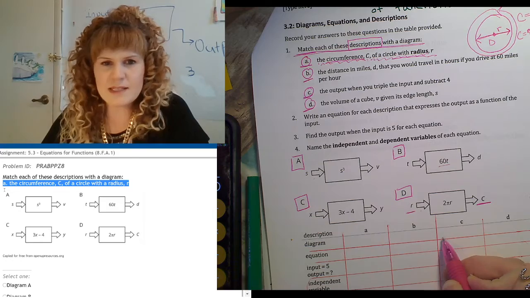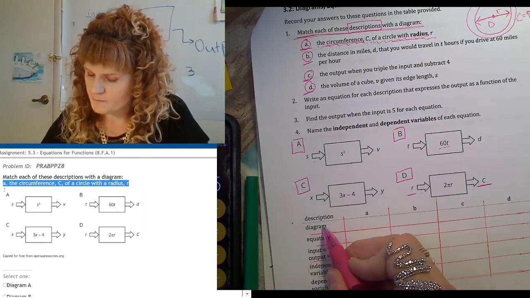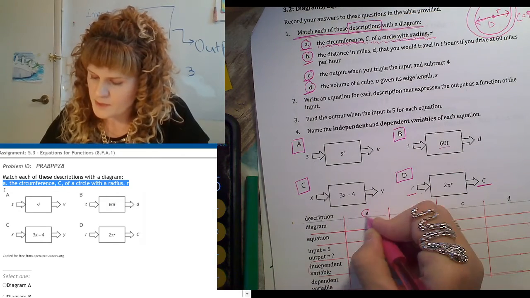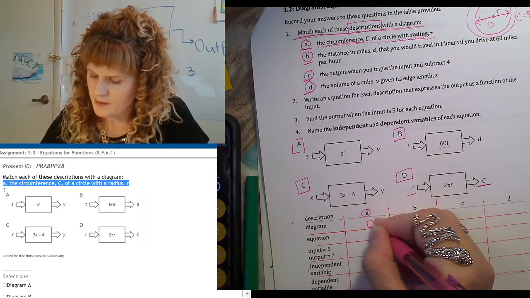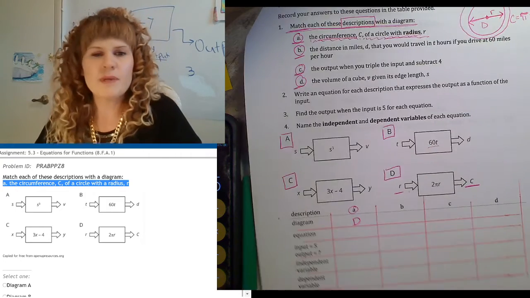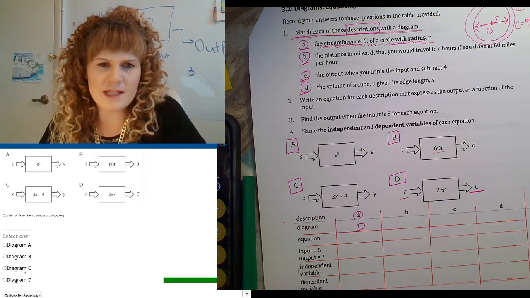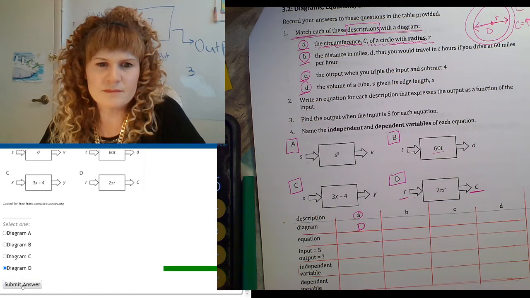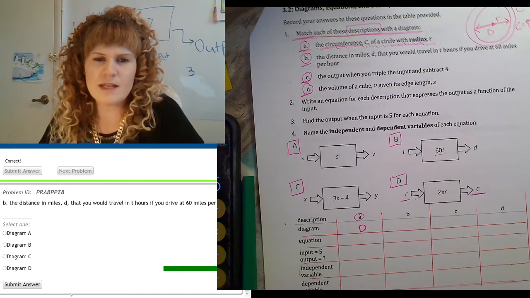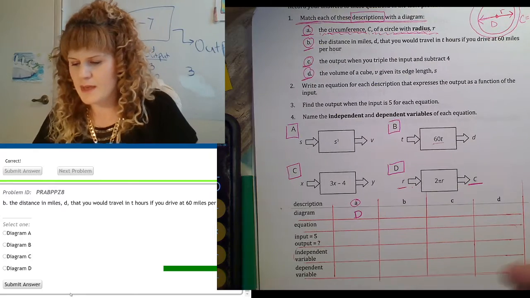I'm going to mark that in the table on my paper. So that's description A, it is diagram D. But on your screen, you have to select it. And it tells you you're correct. Okay, B.